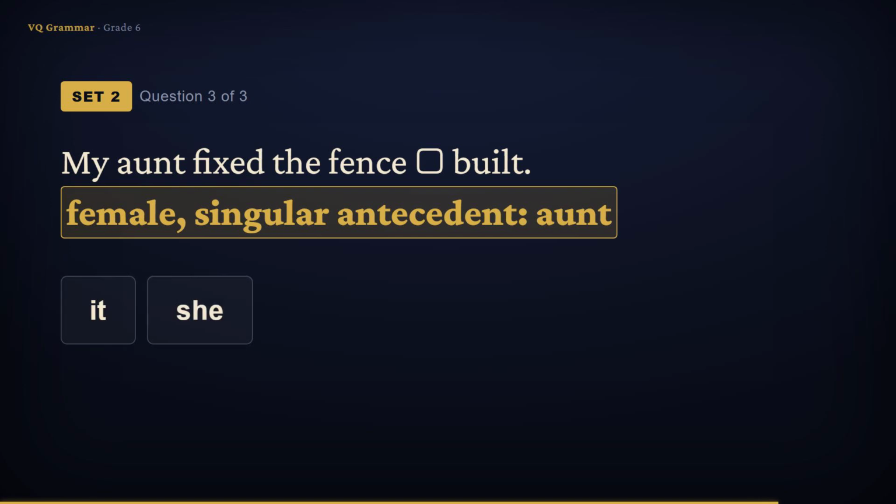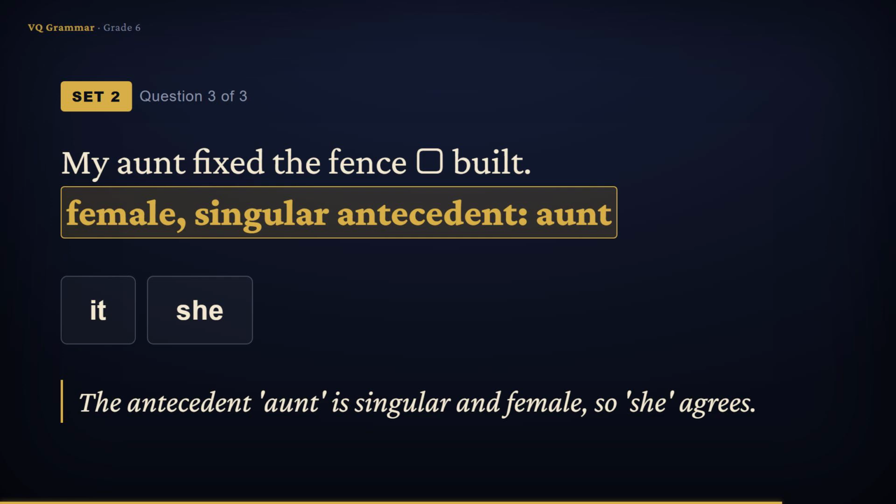My aunt fixed the fence she built. Who did the building? My aunt did. Aunt is one person and female, so the pronoun is she, singular and matching in gender. If we said it, that would point to the fence instead, which is wrong. So the answer is she.